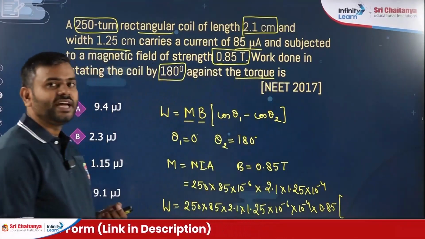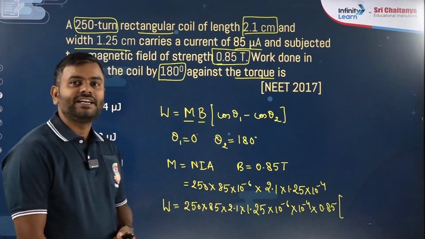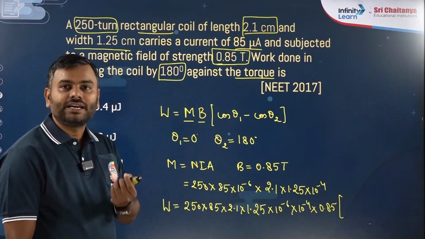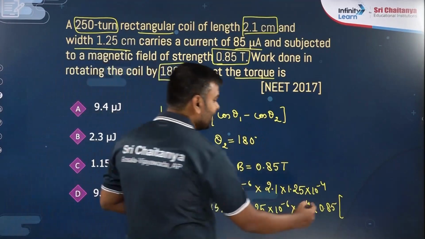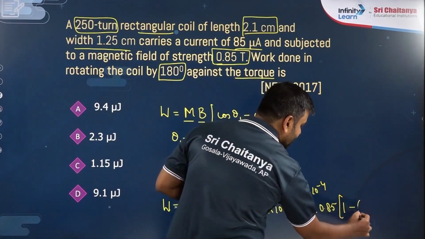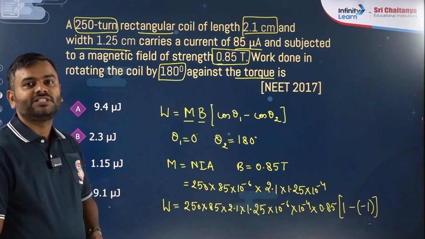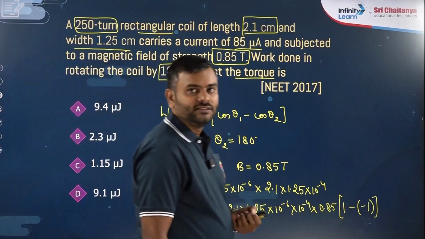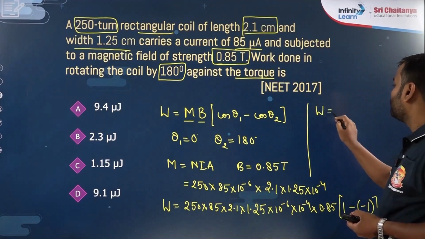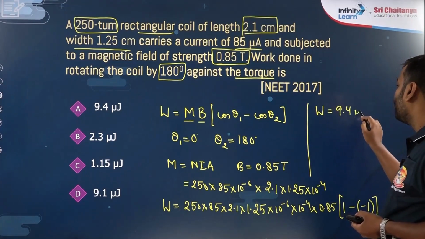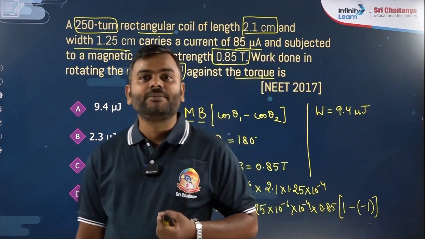Then we have to substitute the angle, these theta values. So we know that cos 0 degree, when we substitute the theta 1 value 0 degree, is 1, and cos 180 degree is minus 1. So we can write here 1 minus of minus 1. Okay, after substituting all these values, what will we get? The final answer will come out to be 9.4 microjoule.